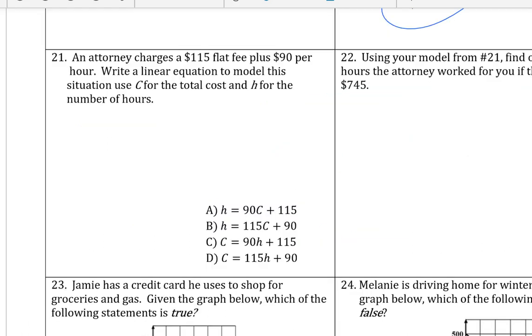We have an attorney who charges a $115 flat fee plus $90 per hour. I want to write our linear equation, cost in terms of hours. So we would have that flat fee of 115 and then 90 per hour, and we want cost to be by itself. So we're going to choose C.